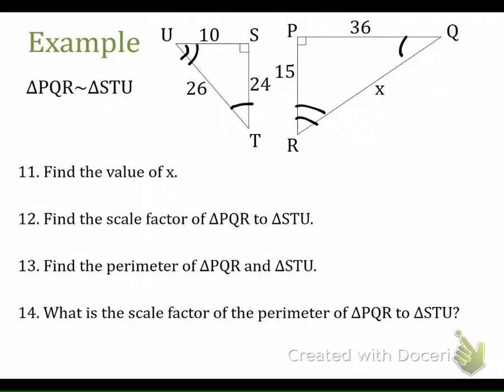Okay, so I want to find X. So pick a pair that you know. Now, 36 and 10 are not corresponding, so don't pick those. 36 goes with 24. Okay, and if you're unsure, go back to your P, Q, S, T. So I can do 36 over 24 equals, the X goes with which one? So X over 36.